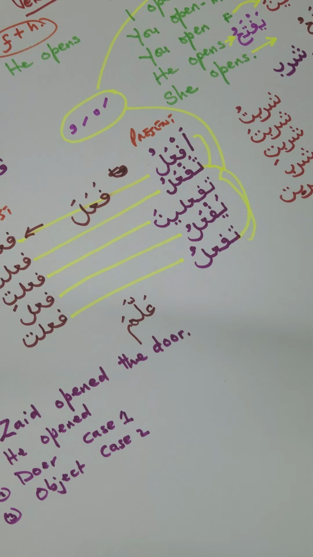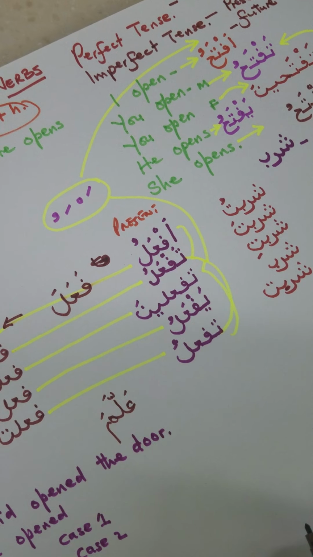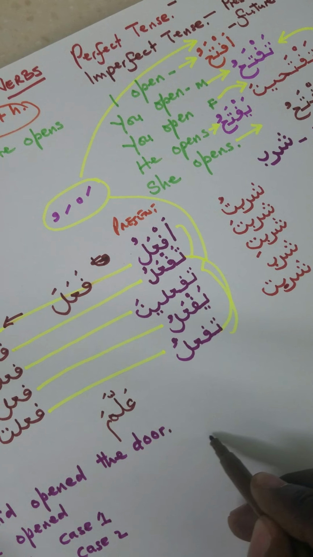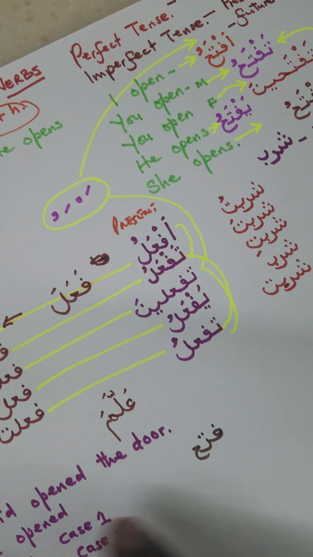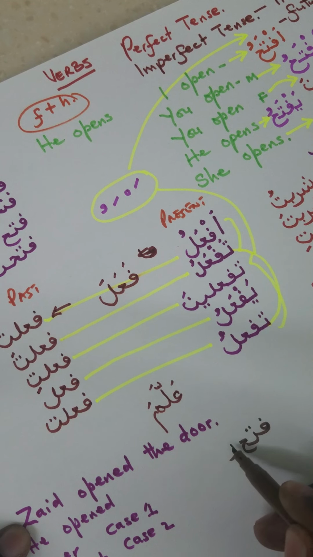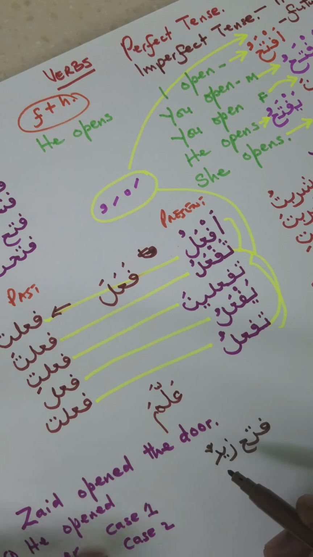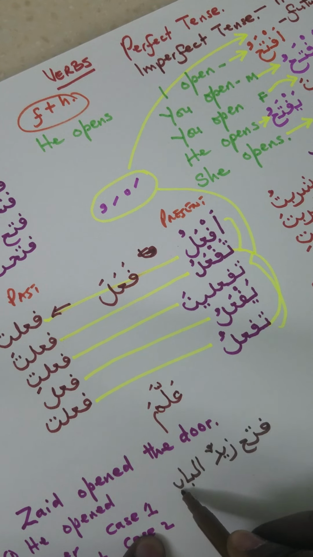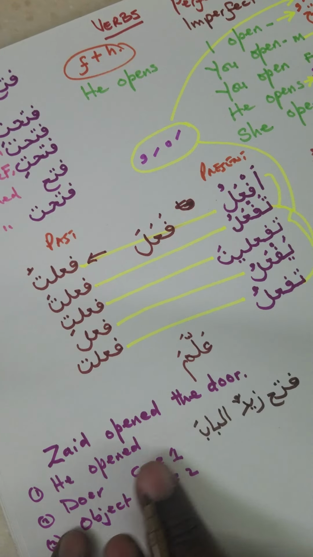Therefore, this will be: he opened is fataha. The doer is Zaid. In case 1 it is going to be Zaidun: fataha Zaidun. The door, case 2, is going to be al-baba. Okay, now this is the past.